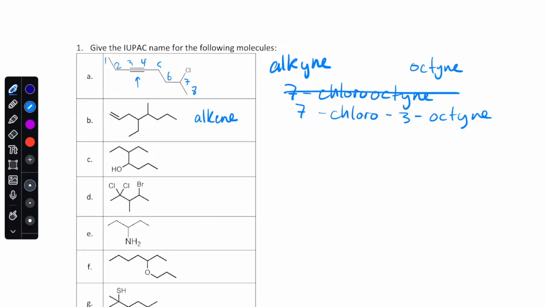We'll get better. This one's the alkene, so we have to find the longest carbon chain that contains the double bond. And what we want to do is number it in the direction that gives the lowest possible number to the double bond. So that would be starting from the left, where we go 1, 2, 3, 4, 5, 6, 7, 8. This is also an octyl chain, but this has a double bond, so it's an octene.